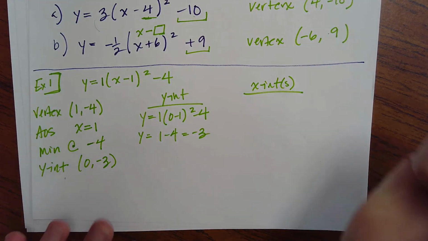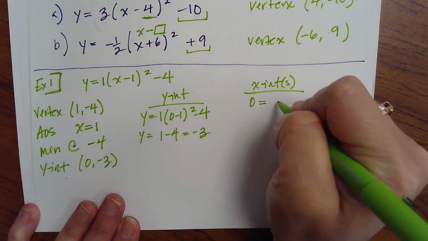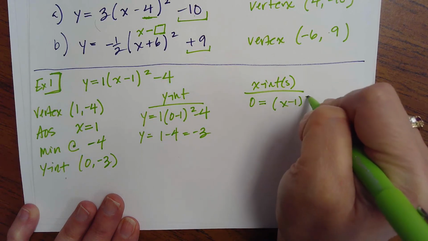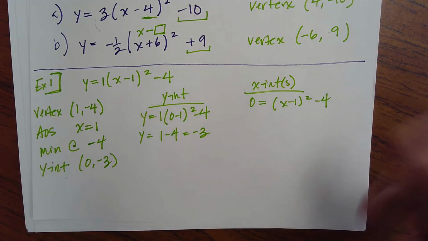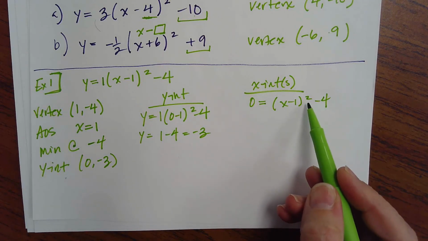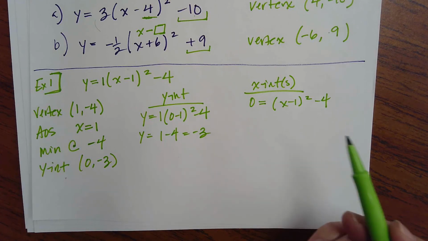So to find your x-intercepts, you plug 0 in for y. So let's plug 0 in for y. And now I have (x minus 1) squared minus 4. So in vertex form, what I don't want you to do is expand this out. It's just unnecessary work. It's not that it's wrong if you do it that way. I just don't want you to do it that way.